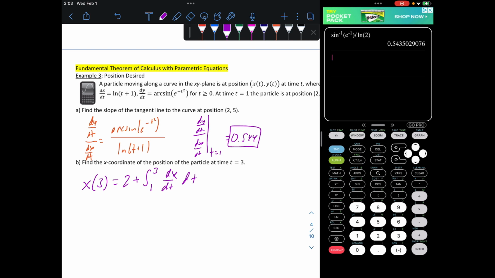Okay, so now back to our calculator. 2 plus the integral from 1 to 3. Now, I already had taken the liberty of putting these functions into x1t and y1t. You can use that as well, or you could just type it out here. ln of t plus 1. You can see I am in parametric mode on my calculator. And we should be getting 4.159.